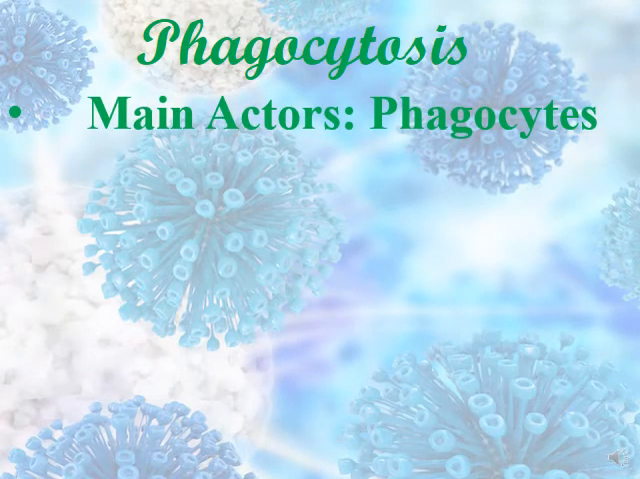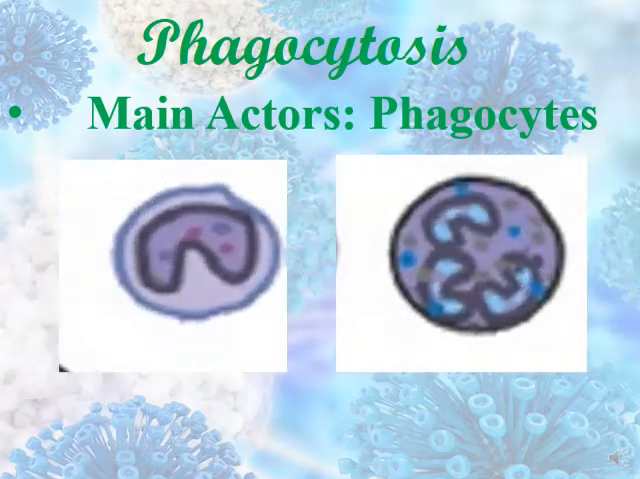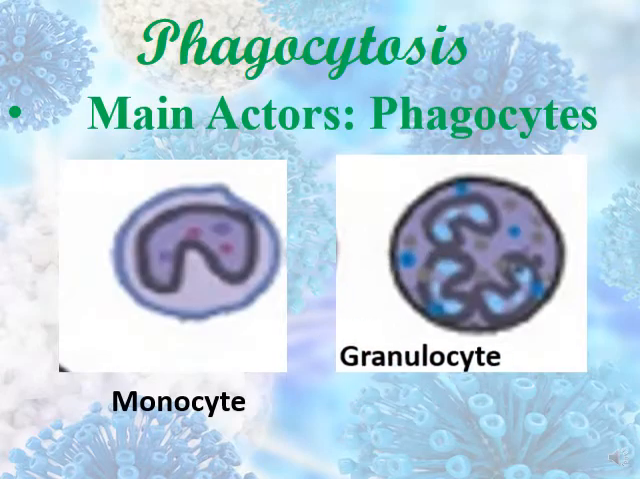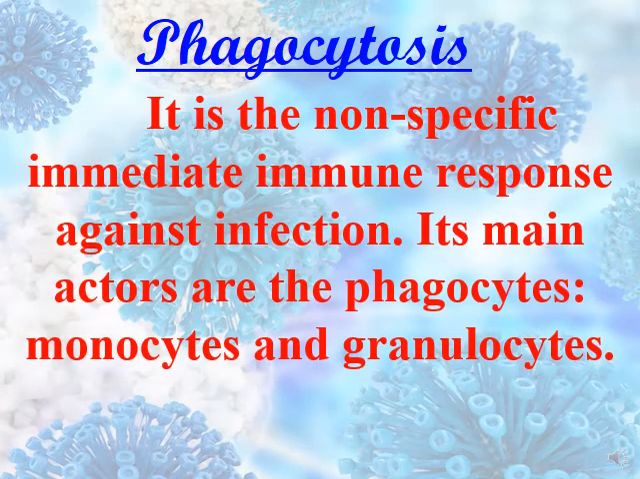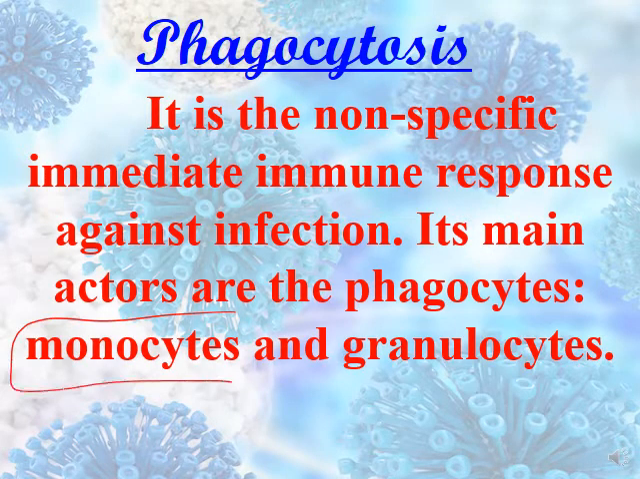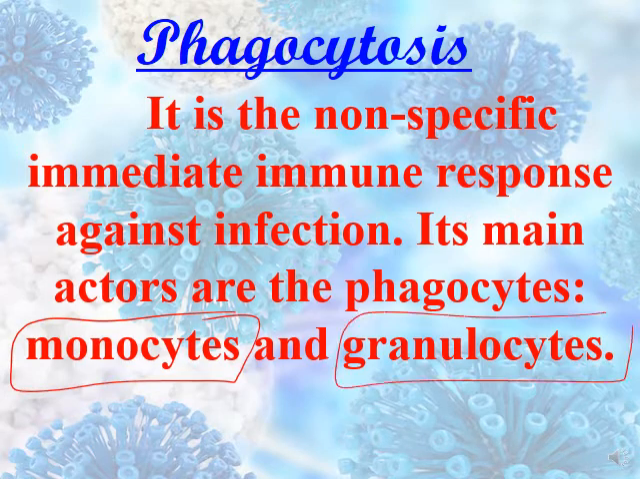The main actors of phagocytosis are the phagocytes. What are they? They are monocytes and granulocytes. Phagocytosis is the non-specific immediate immune response. It starts immediately against any infection. The main actors are the phagocytes, which are monocytes and granulocytes.